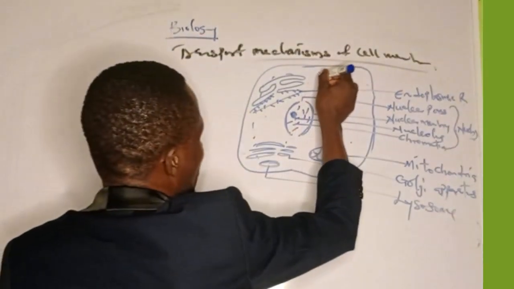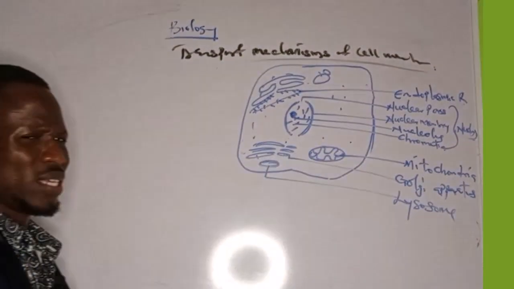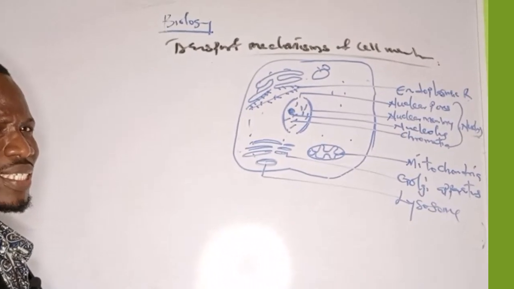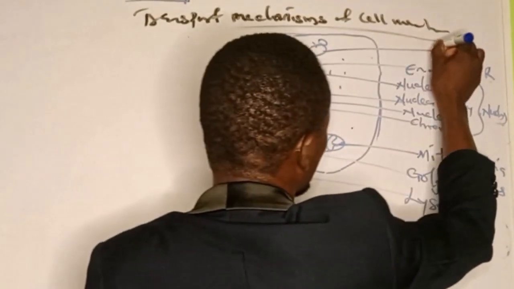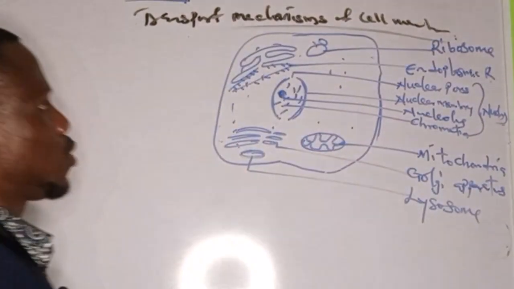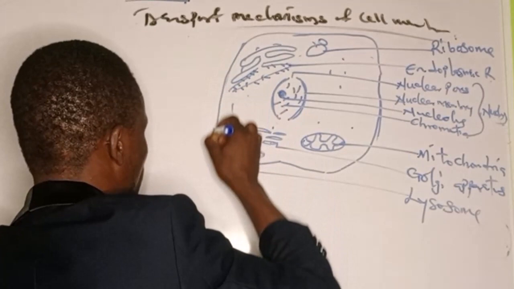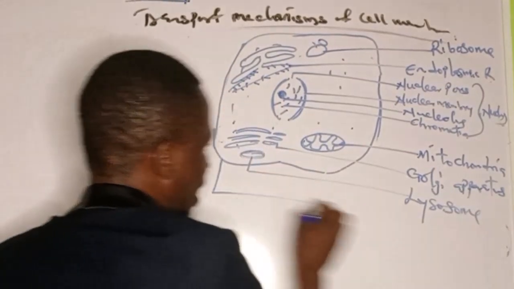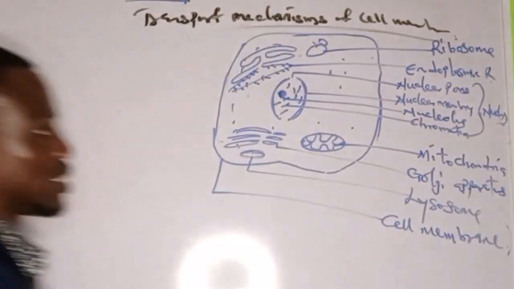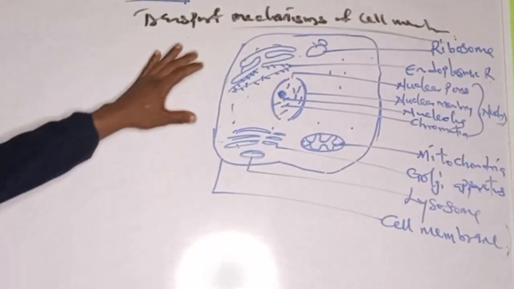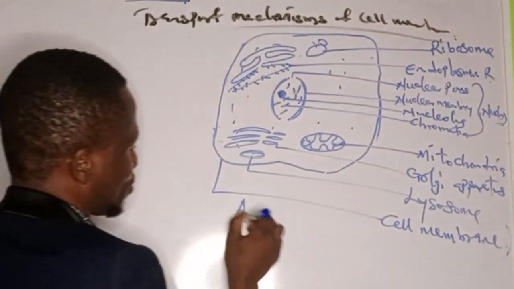You can draw another structure here with small subunits. What do you call it? It's called ribosome. Remember, that's what I taught you. This is the cell membrane. So outside is the cell membrane. This becomes the basic structure of the animal cell.